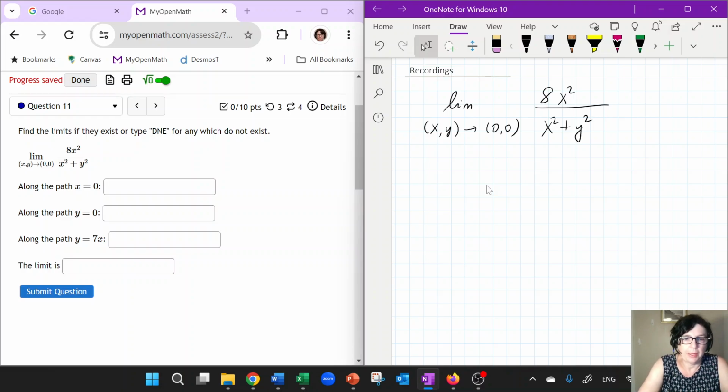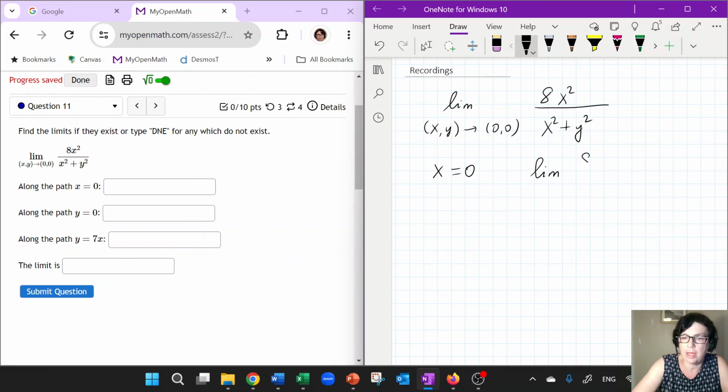Things are much more complicated whenever you have two variables as opposed to one variable. We did not have this situation for one variable. So let's take a look at what happens along each path. If I first take x equals 0, which is the y-axis, so I am plugging x equals 0 over here, what limit do I get?